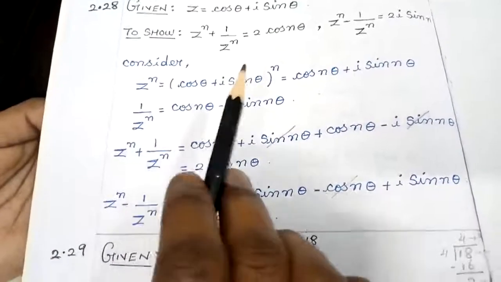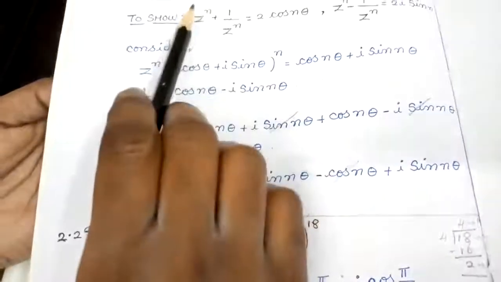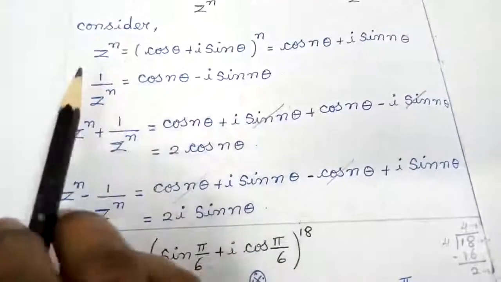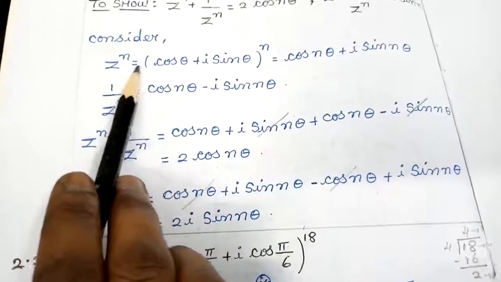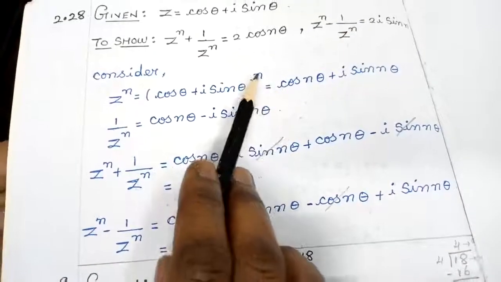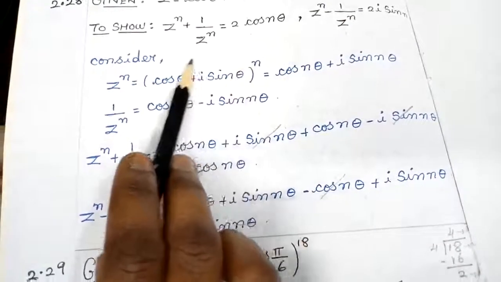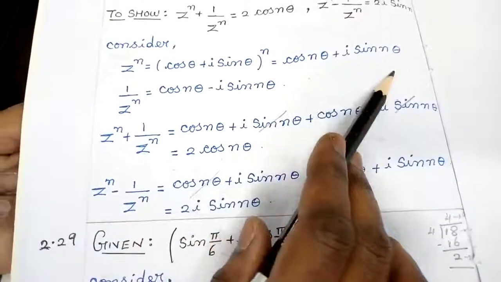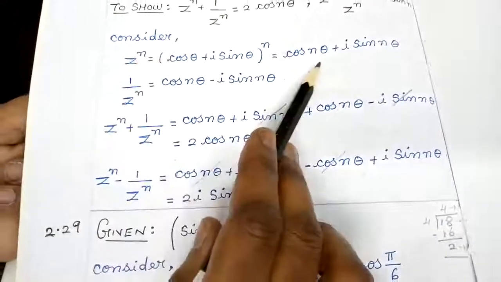We are going to use De Moivre's theorem. They have given you z equal to cos theta plus i sin theta. You have z to the power n and 1 divided by z to the power n. What I am going to do here is z to the power n equal to cos theta plus i sin theta whole to the power n. According to De Moivre's theorem, I bring this n inside the angle, that is cos n theta plus i sin n theta. This is the value for z to the power n.